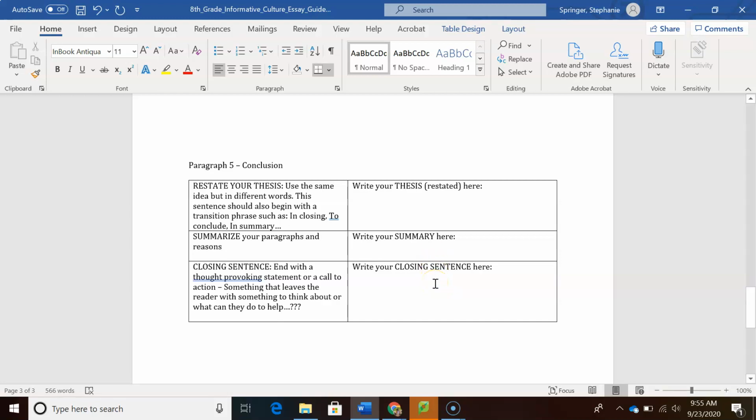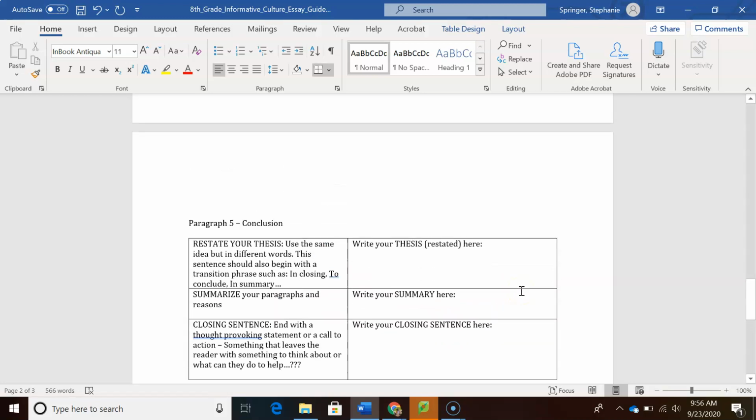And a closing sentence. Closing sentence, you're going to end with a thought-provoking statement or a call to action. What can we as a society do to help immigrants assimilate better to the United States? Or thought-provoking, again, how would you feel if you had to leave everything behind?